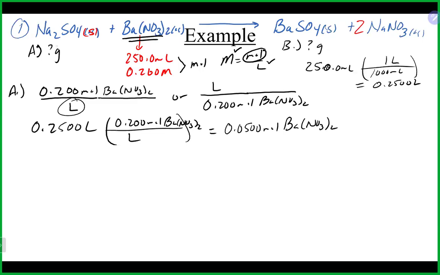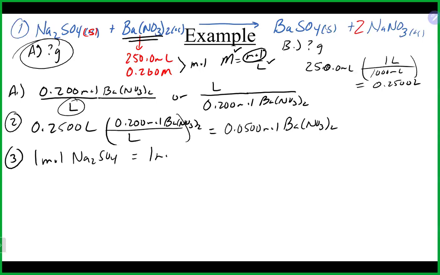Now, ultimately, I am interested in this guy in one of my answers. So now I'm going to do the mole-to-mole relationship. This is kind of like step number 2. Step number 3, going to the equation. It is 1 mole of sodium sulfate to 1 mole of barium nitrate. And that is the stoichiometry from the equation. That is the coefficients here. A 1-to-1 relationship between them from the coefficient. Remember, we're just going to use that as a conversion factor.